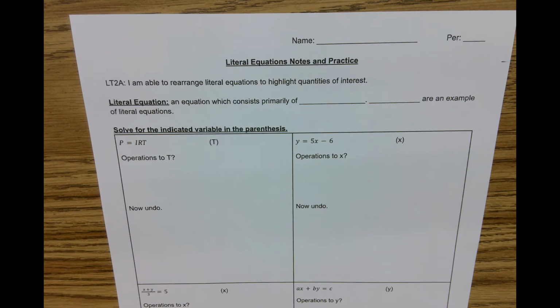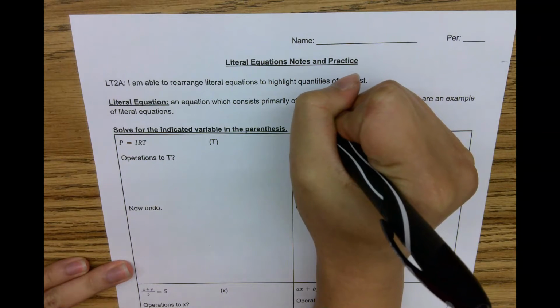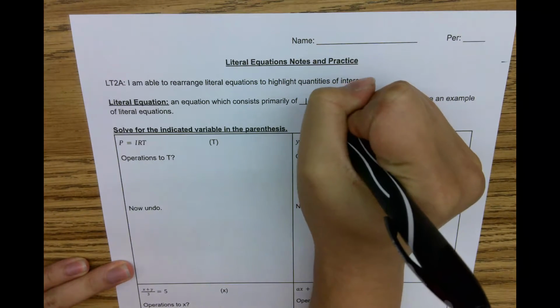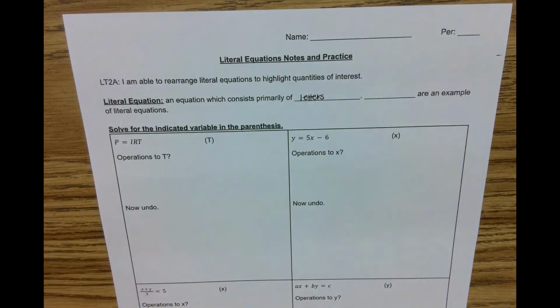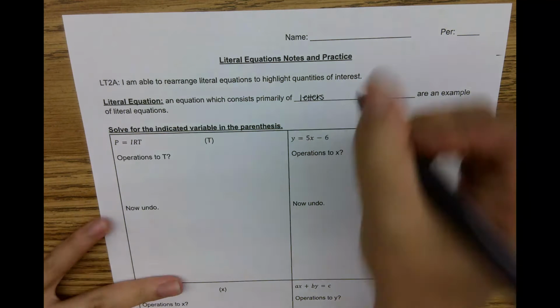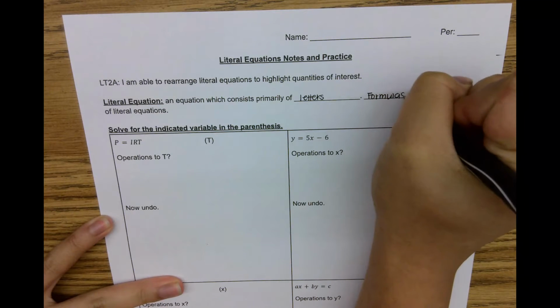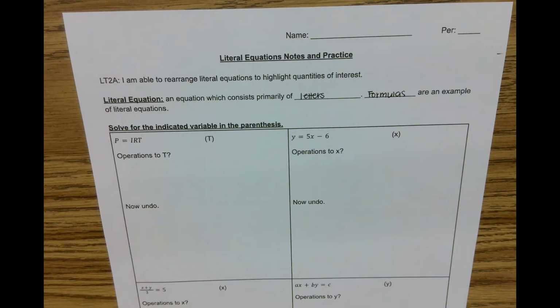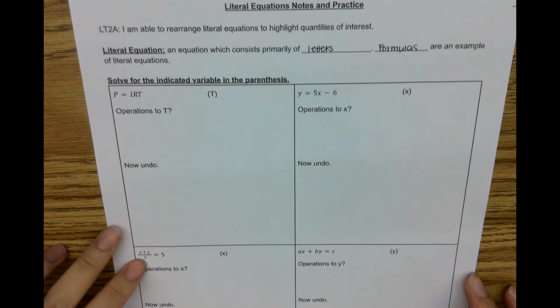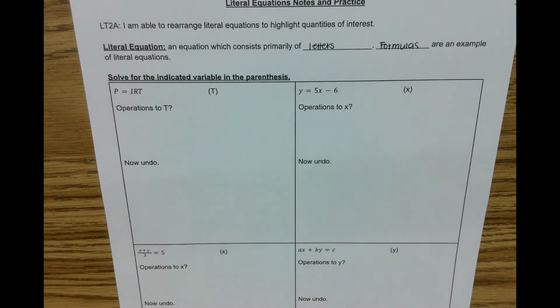It's probably a word we're unfamiliar with, but a literal equation is an equation which consists primarily of letters or variables. And these letters often represent something important, something special. One thing is formulas, right? All the formulas we memorize in math and science, things like that. These are an example of literal equations. So here we have some literal equations. Some of them are formulas, things like that.